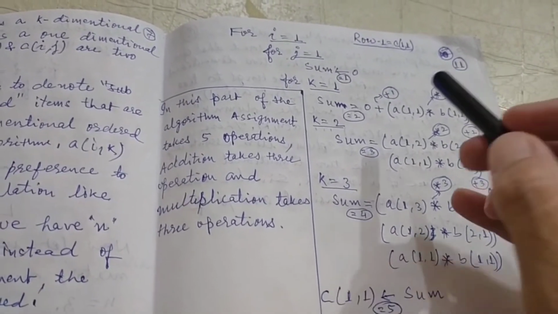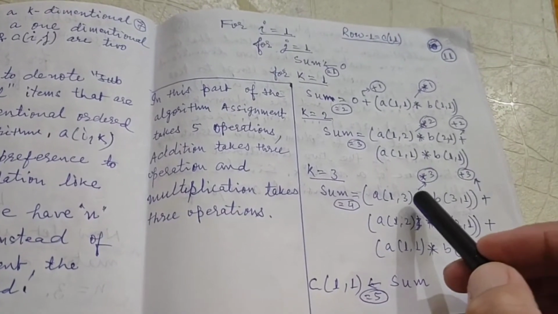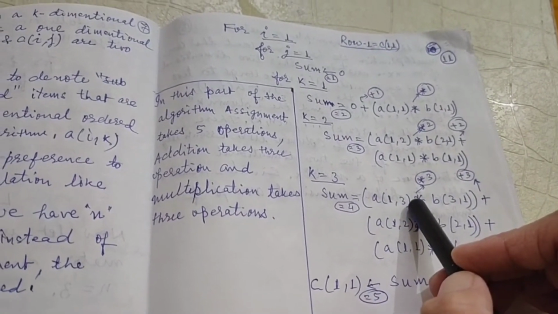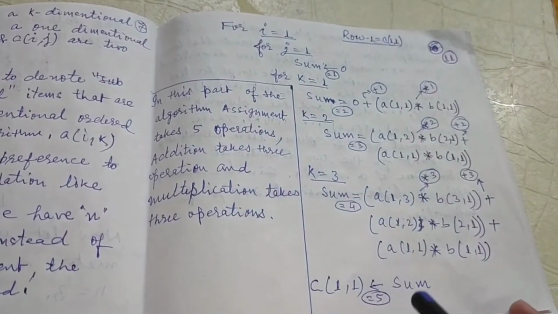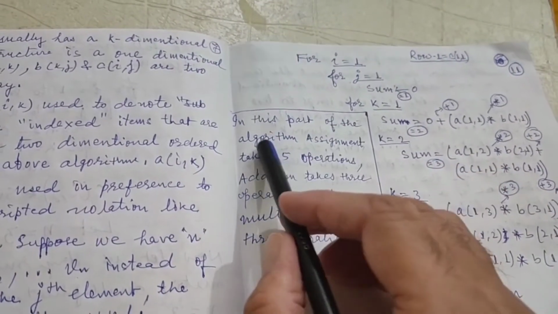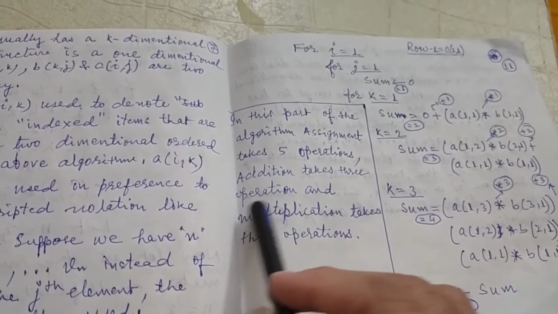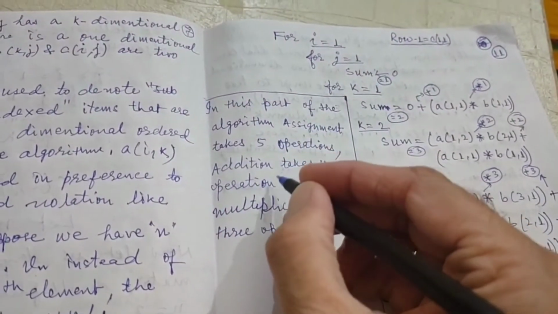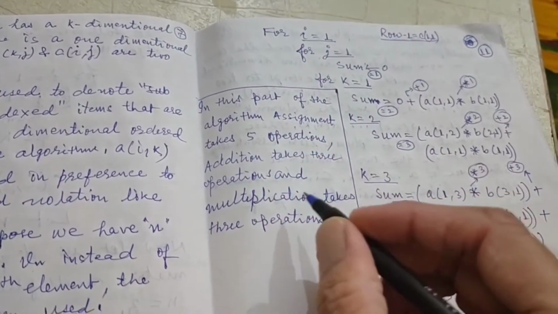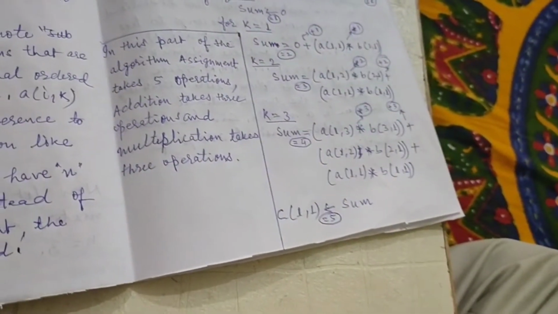In the same way, this is the first multiplication, this is the second multiplication, this is the third multiplication. So for the first C11, in this part of the algorithm, assignments take 5 operations, addition takes 3 operations, and multiplication takes 3 operations.